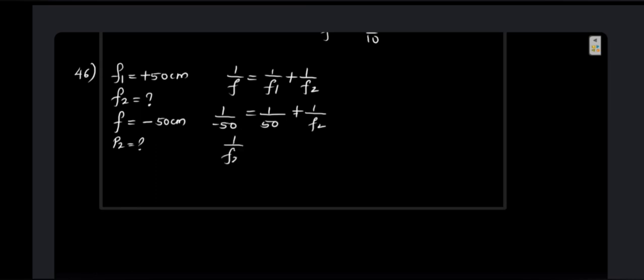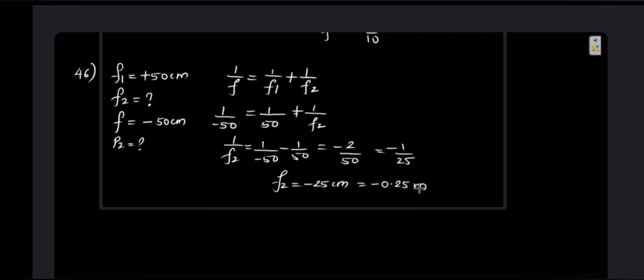So 1 upon F2 is going to be equal to 1 upon minus 50 minus 1 upon 50. It is minus 2 upon 50. It is minus 1 upon 25. So F2 is going to be minus 25 centimeters, which is minus 0.25 meters. This is the focal length of the second lens. So if you see, the second lens is a diverging lens here because the focal length came negative. It is a concave lens.